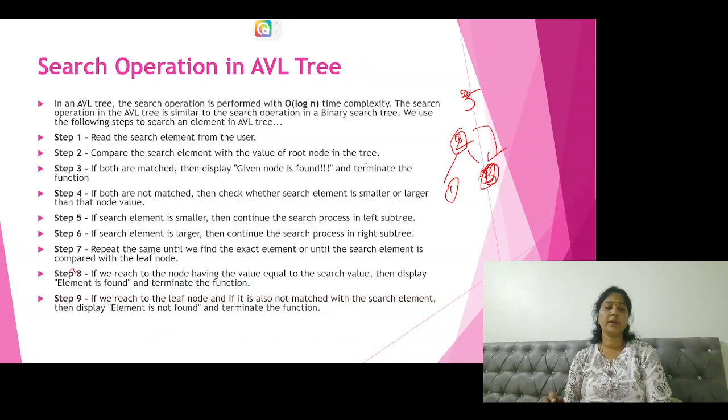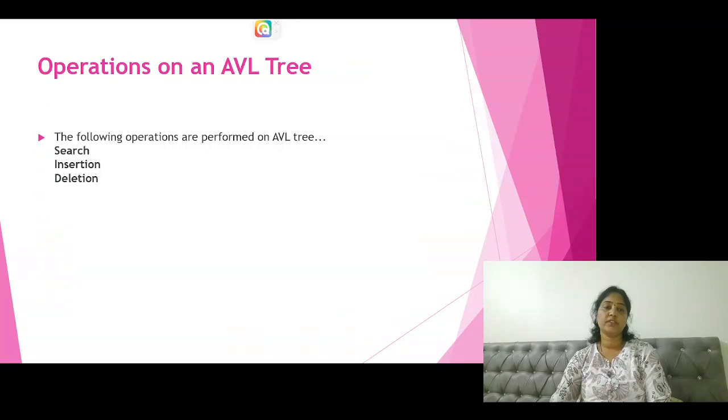So if both are not matched, compare the search element with the given root node. If both are matched, then the given node is found. Otherwise, you take the right traversal. Then again compare with the right subtree until you find it, until the end of the tree. This is how you can search.